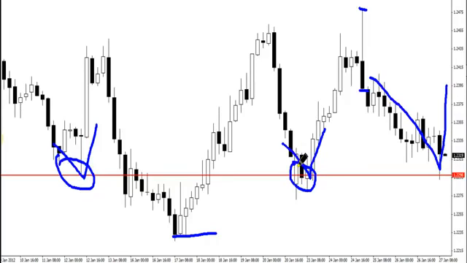I've locked in profit. Managing the capital is the number one game. It's the number one thing we look for. So I've put money in the bank, I've taken out some profit, and I've moved to break even.